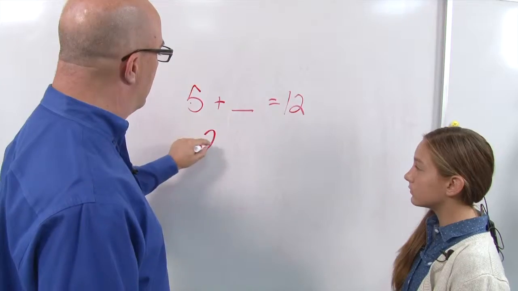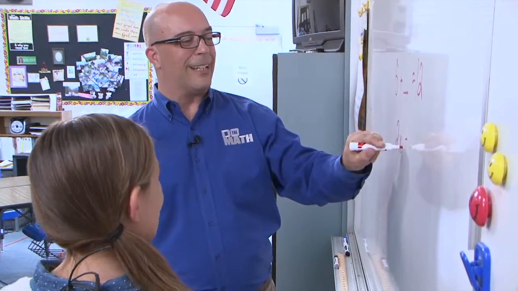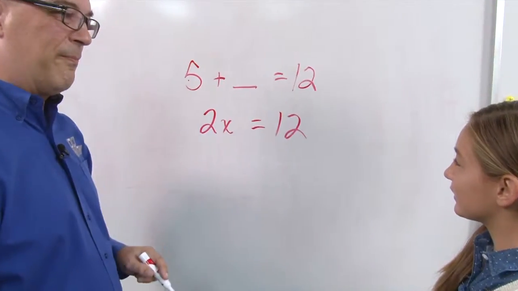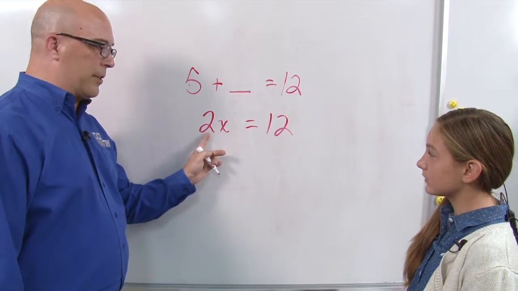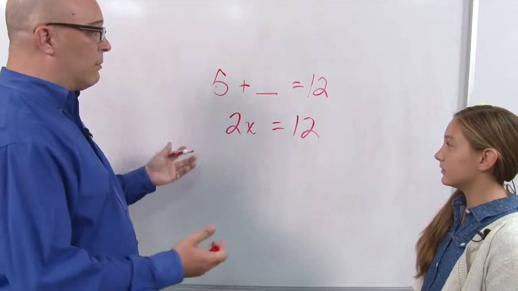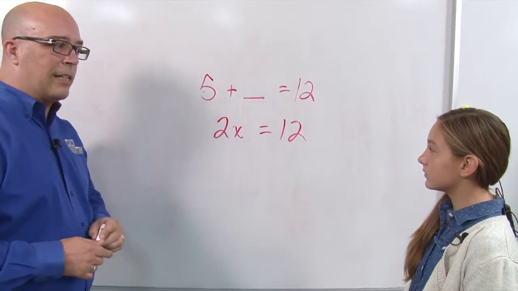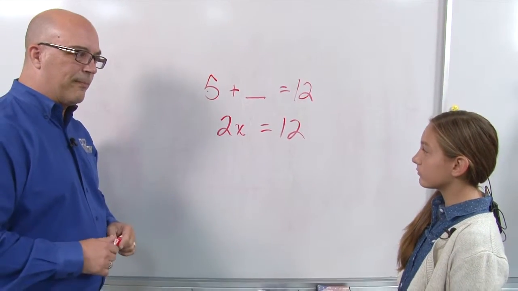So if I had 2x is equal to 12, don't get nervous about anything yet. Because when we have a number and a variable next to each other, do you know what that means? What operation is going on there? Multiplication. It's multiplication, right? So what are you going to do here? Do you have any idea how we might solve for x? Because we're looking for the value of x.